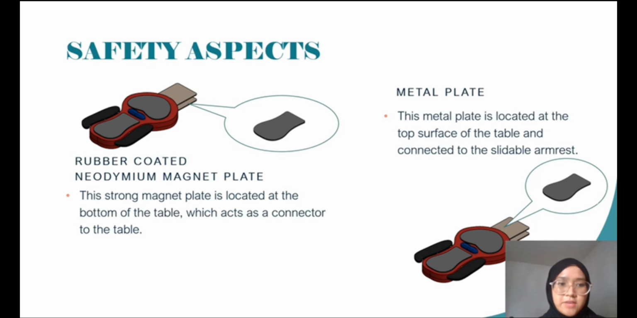Next, we go to the safety aspect for this product. So we have 2 kinds of plates, which are the rubber-coated neodymium magnet plate and the metal plate. The rubber-coated neodymium magnet plate is connected to the table. This strong magnet plate is located at the bottom of the table.